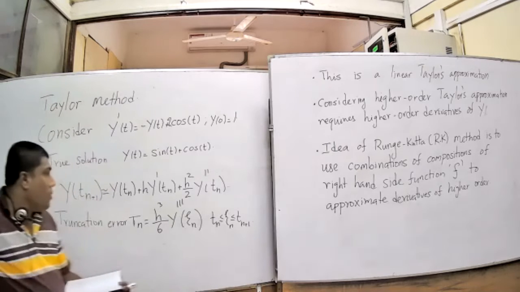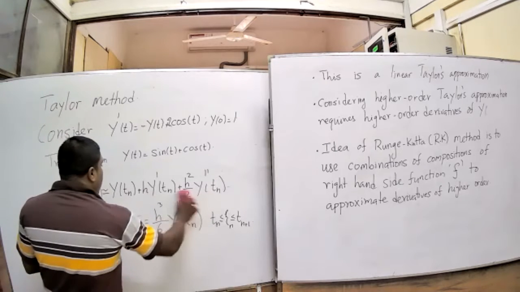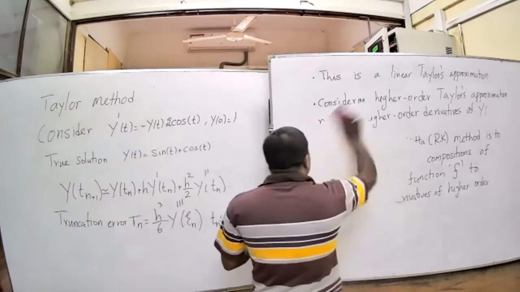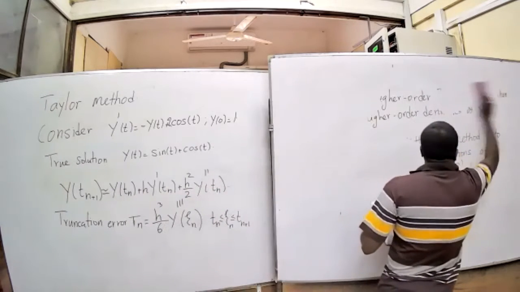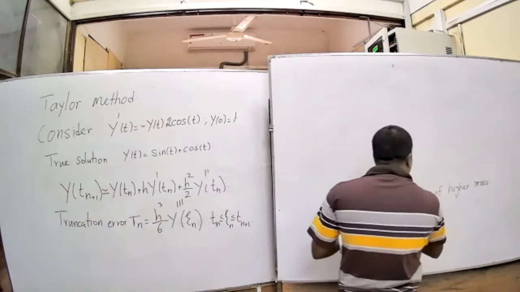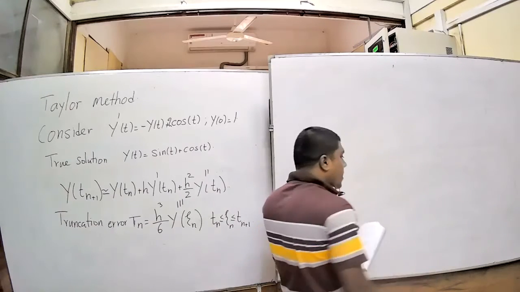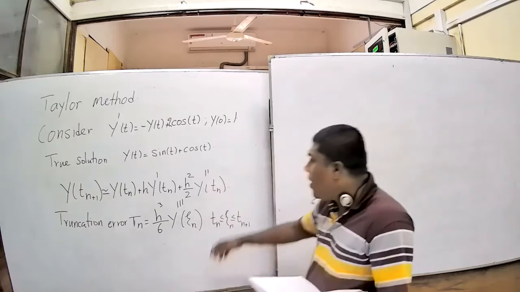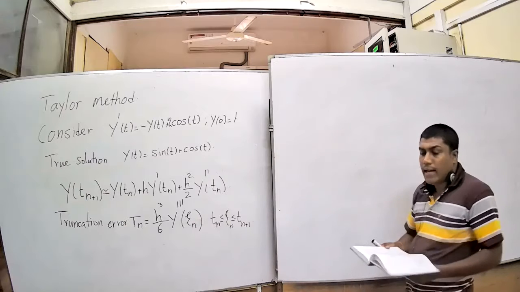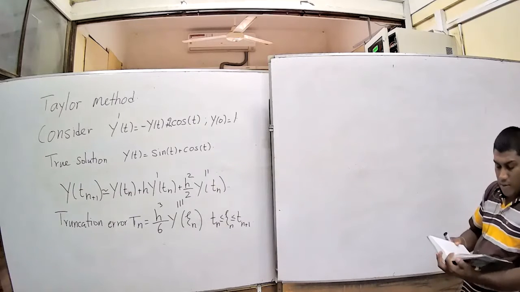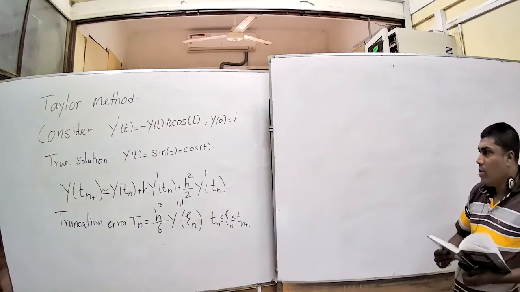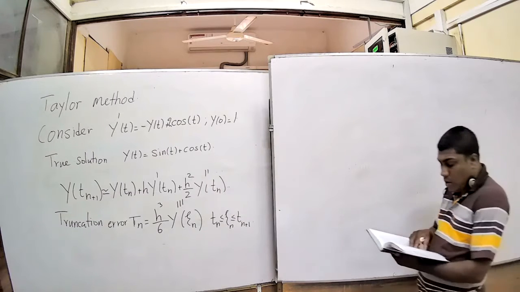Now we will try to evaluate these two. If you want to approximate y at tn plus 1, then you have to evaluate the right hand side of this equation. So obviously you have to find y prime and y double prime. You already know y prime, so that is how you are going to do it.